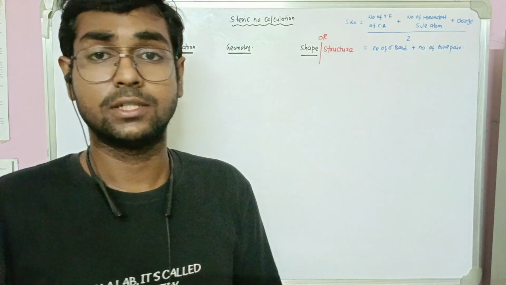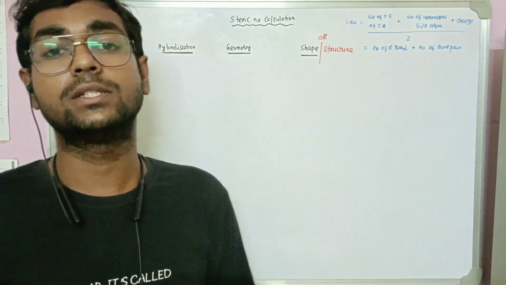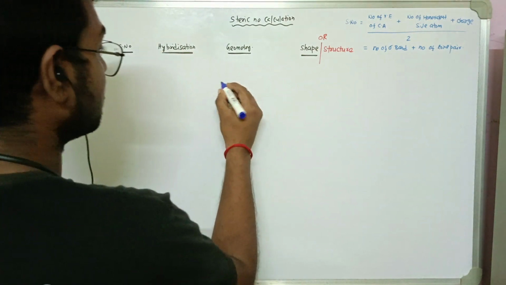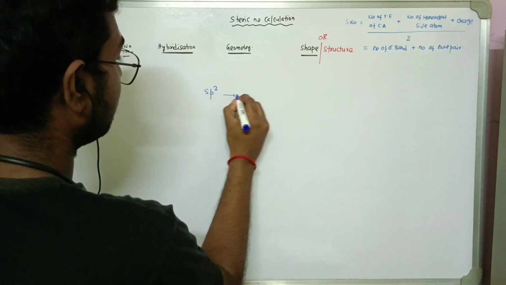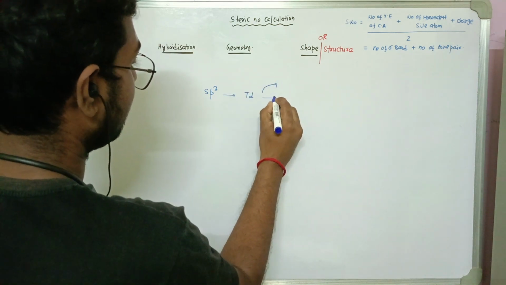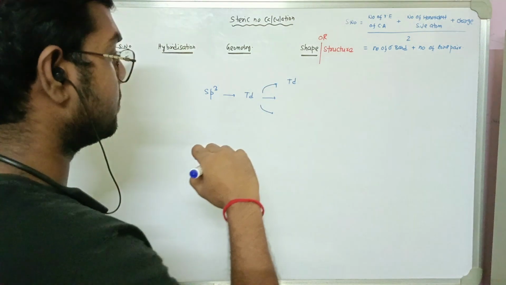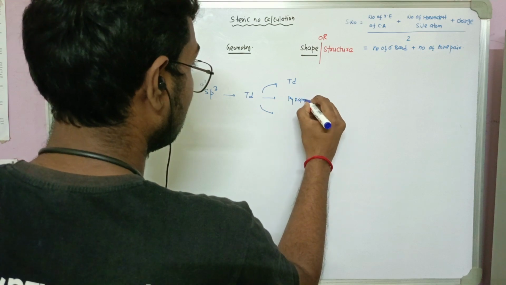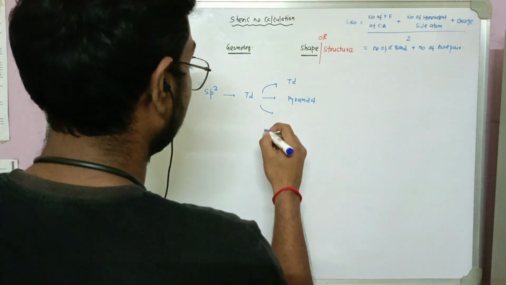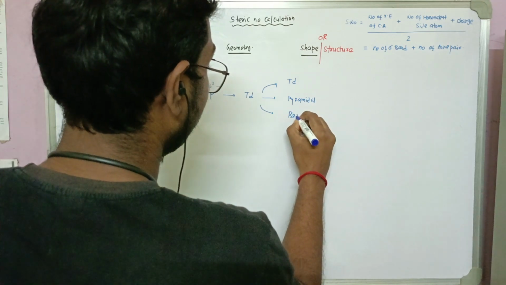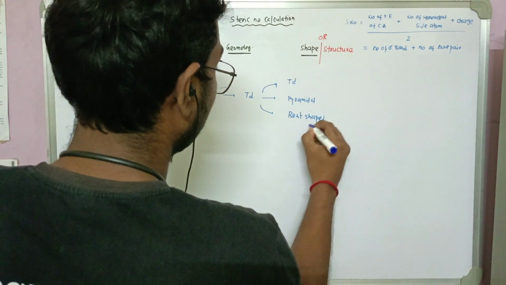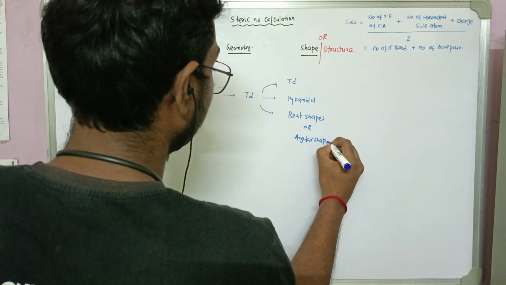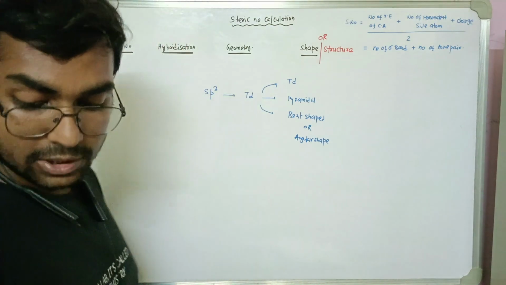So in the last class we have discussed the tetrahedral geometry, to be precise, the sp3 hybridization, and the corresponding geometry is tetrahedral. In sp3 the geometry will be tetrahedral and the shape can differ. One can be tetrahedral if no lone pair is present; if one lone pair is present, then the shape will be pyramidal; and if two lone pairs are present, like in the case of the water molecule, then the shape will be bent or angular. So these three shapes are possible in the case of sp3 hybridization.